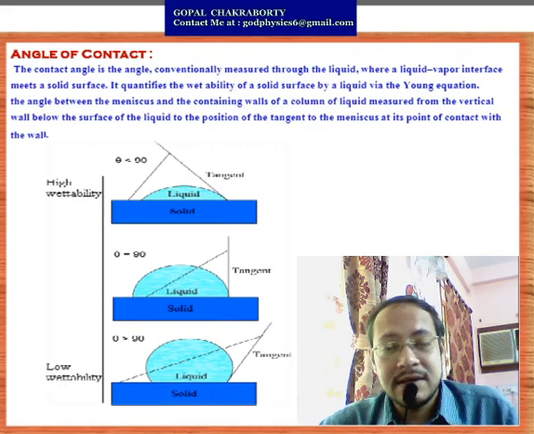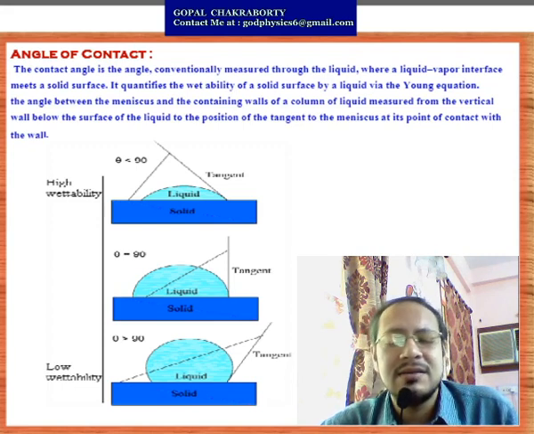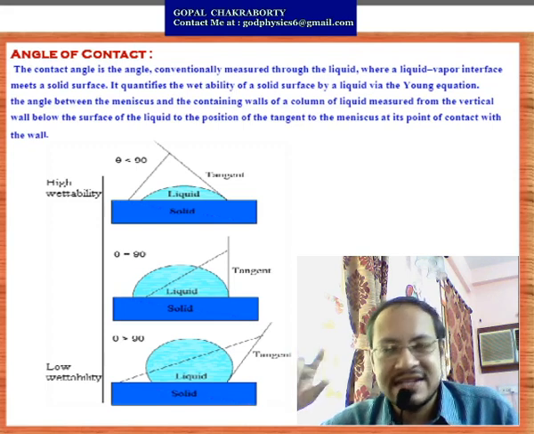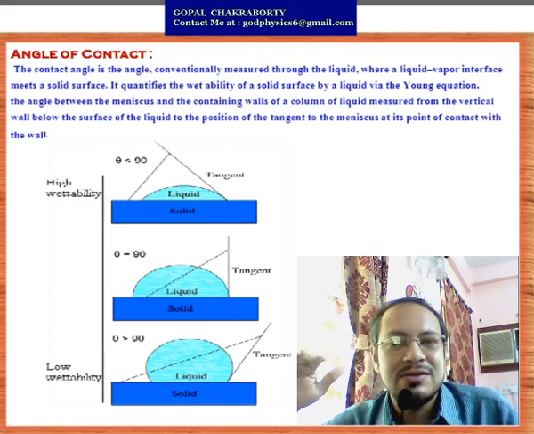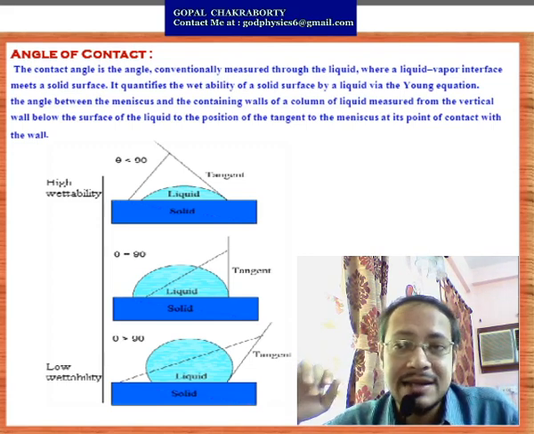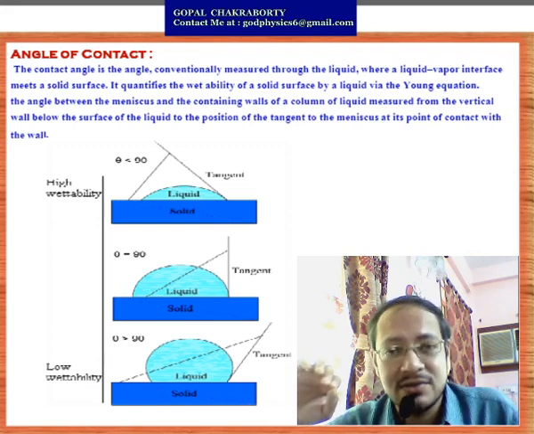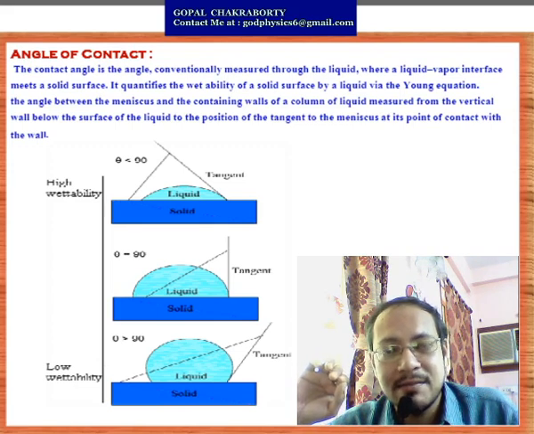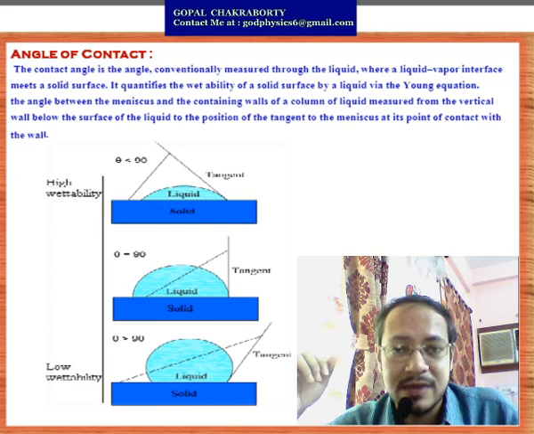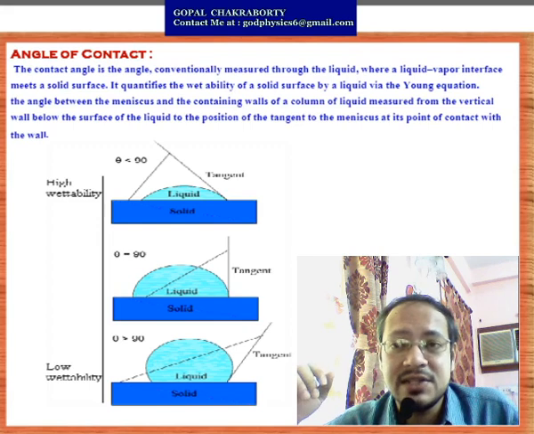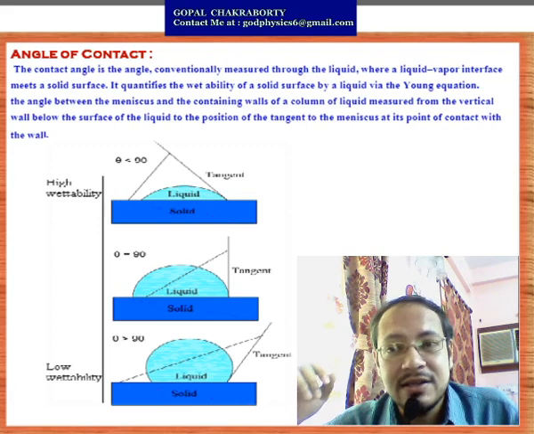Now, the next part is contact angle. So, what is contact angle? You see that when you pour water into a test tube, the upper surface is not a plane. So, the contact angle is the angle conventionally measured through the liquid, where the liquid-vapor interface meets a solid surface. It quantifies the wettability of the solid surface by a liquid via the Young's equation.